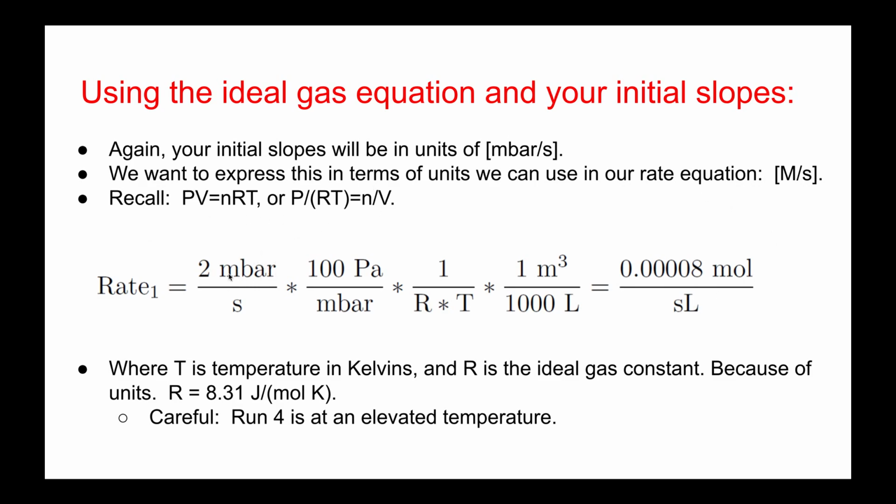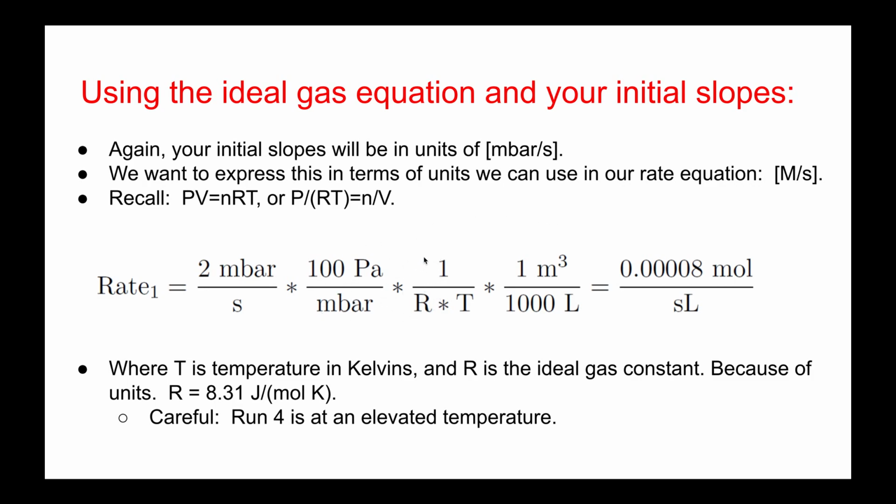So first, we convert millibar to Pascal. We're going to use SI units with this for convenience. Okay, so we have this in now pascals per second. We divide by RT. Okay. R is 8.31. Temperature is in Kelvin. Be careful for runs 1, 2, and 3. It's something like 298 Kelvin, but your elevated temperature run may be 308 Kelvin. Okay. Now this is in SI units.